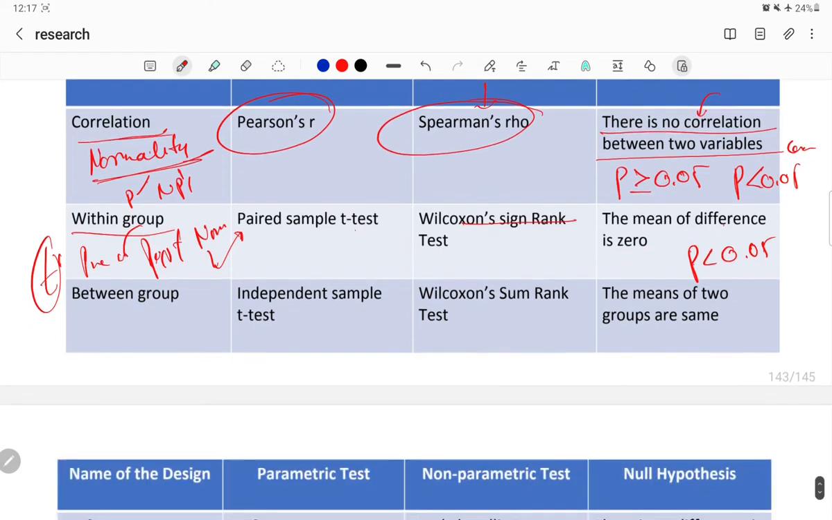When you go deeply into research and use software, you have to go by these p values. Just for your knowledge: if p is greater than 0.05, you fail to reject the null hypothesis. If it's less than 0.05, you reject it. Now the third condition will come, between group. Just remember the two group condition. Here there are two things: one is the normality check, one is variance.